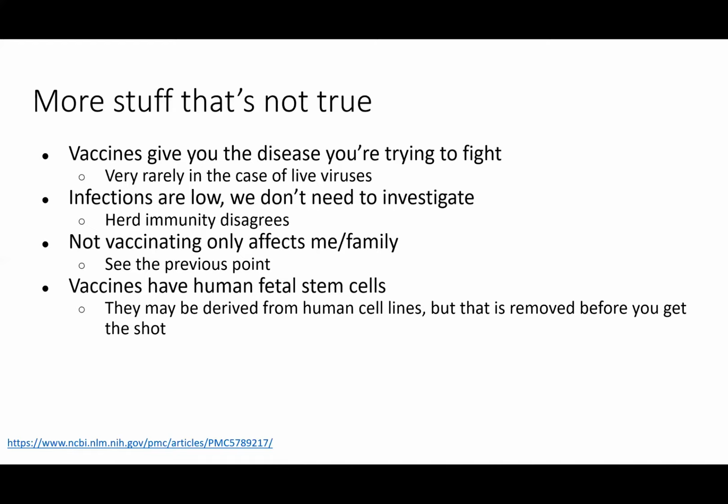And then finally, there's this weird rumor going around that vaccines have human fetal stem cells. That's just not true at all. I'm pretty sure that was a point derived to sort of rile up the pro-life crowd out there. But vaccines can be derived from human cell lines, but never from fetal stem cell lines. And more importantly, those human cells are directly removed before you physically get the shot. So as you can see, there are a lot of things out there that people are saying about vaccines that are simply just not true.